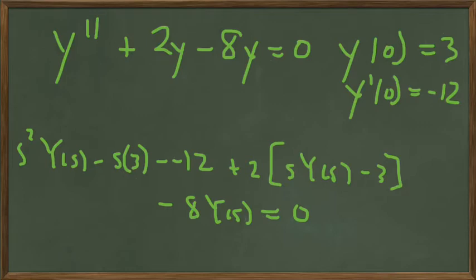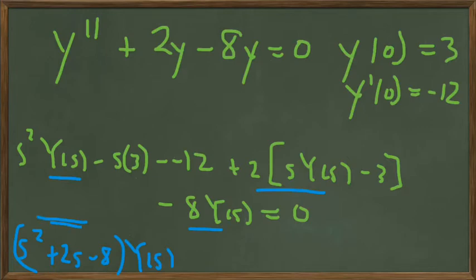everything that is multiplied by Y(s), so this s squared, 2s, and minus 8, so s squared plus 2s minus 8 times Y(s). No coincidence that this expression here is the same as the left-hand side of the characteristic equation. That will always be the case.